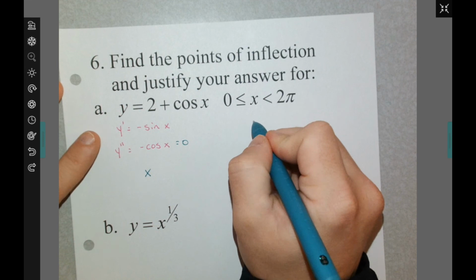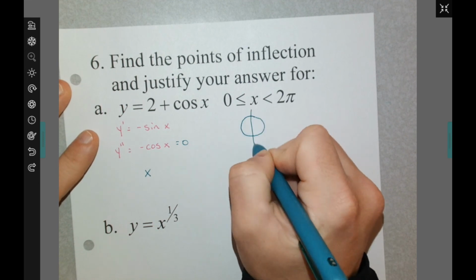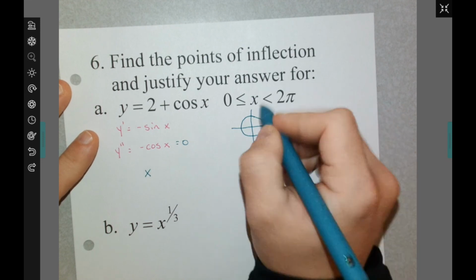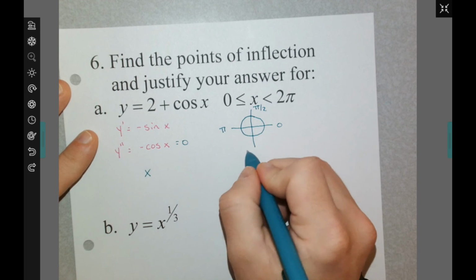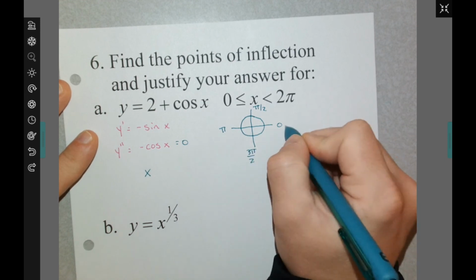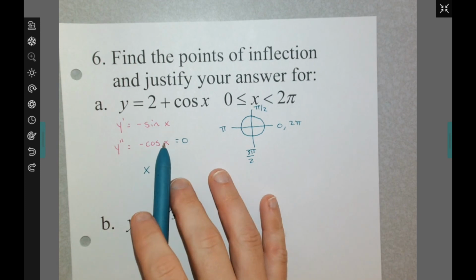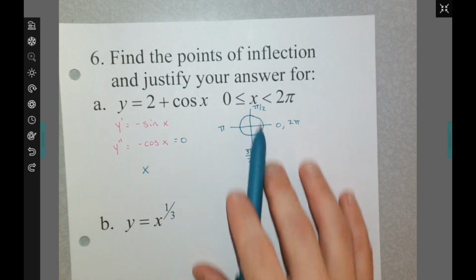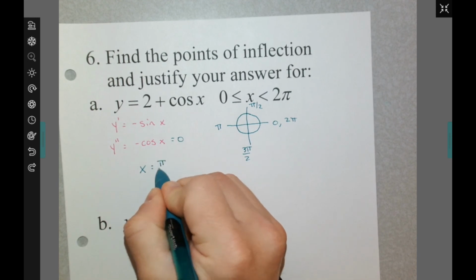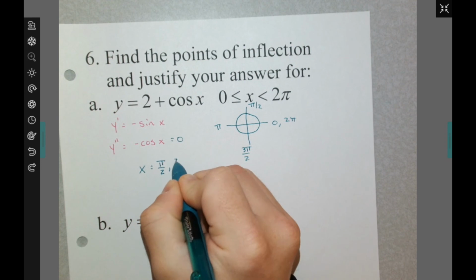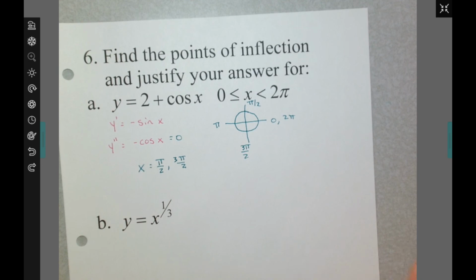So you're going to get x. Let's think back to the unit circle. Okay, so I'm going to draw a rough unit circle over here. You got 0, pi halves, pi, 3 pi over 2. I got 2 pi as well. All right, so when does cosine equal 0? It's going to be when we're on the y-axis. So it's going to be at x equals pi halves and 3 pi halves. Okay, so those are my critical points.